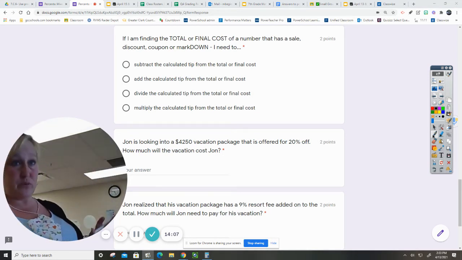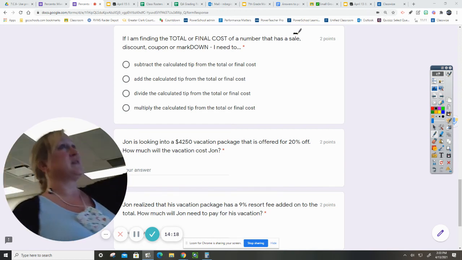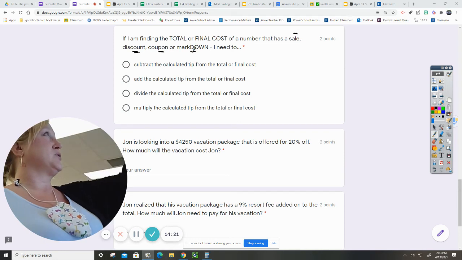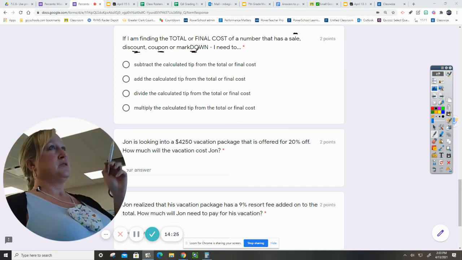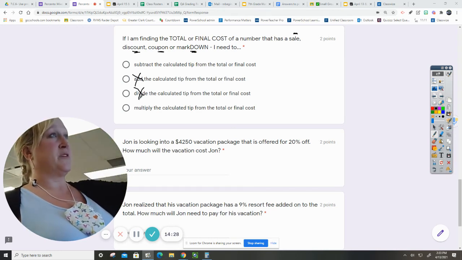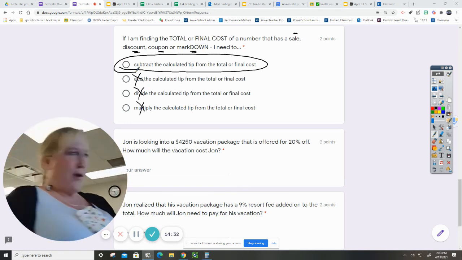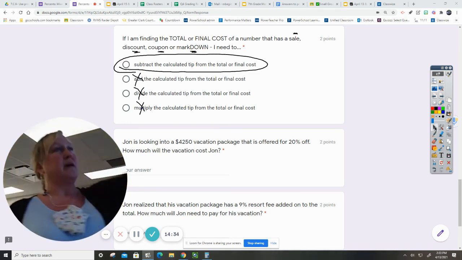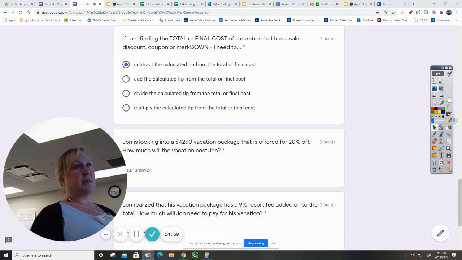All right, so now we have another reading problem where I actually have to think about it. If I am finding the total or final cost of a number that has a sale, discount, coupon, or markdown, sale means subtract, discount means subtract, coupon means subtract, markdown means subtract. So I don't add, I don't divide, I don't multiply. That means the answer is this, because I just went through and said they all mean I subtract. Fabulous job, Miss Beacon. So proud of myself when I can read it and make it make sense.